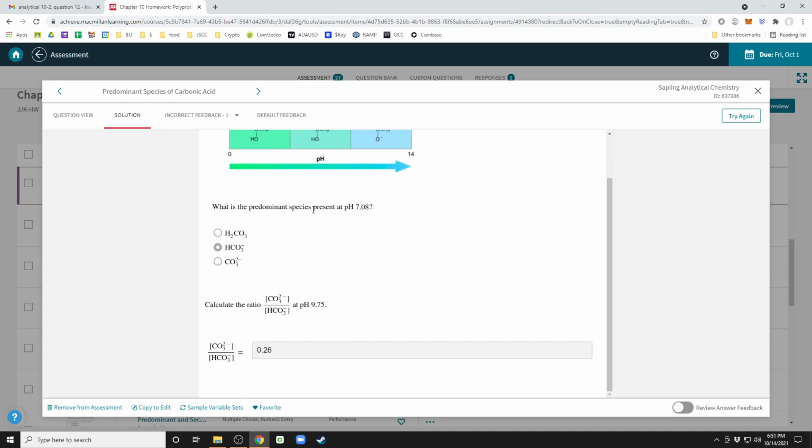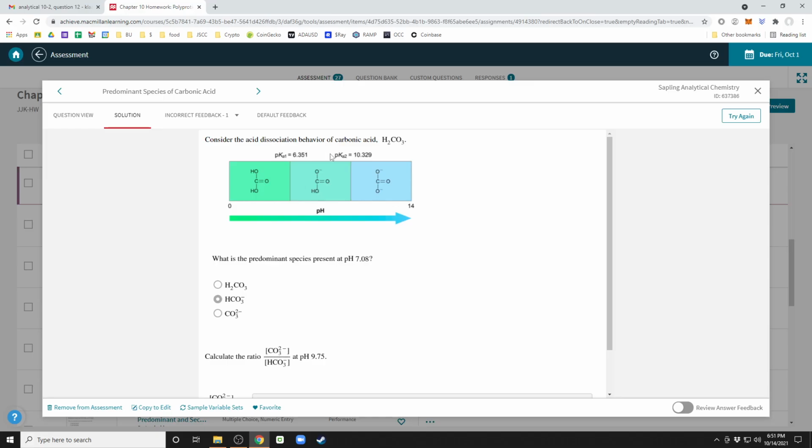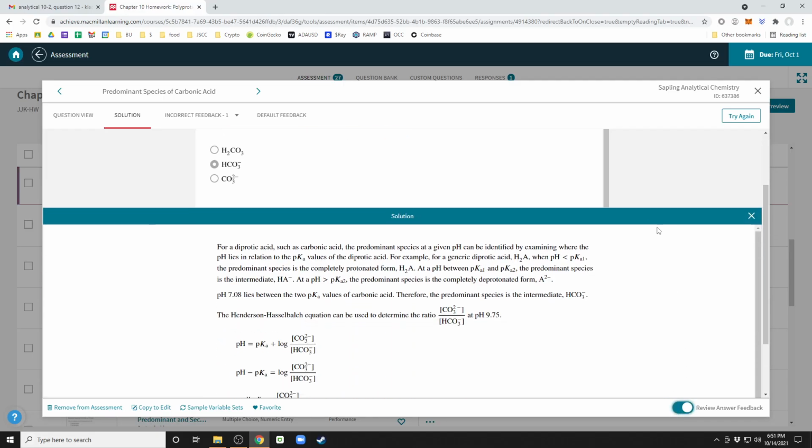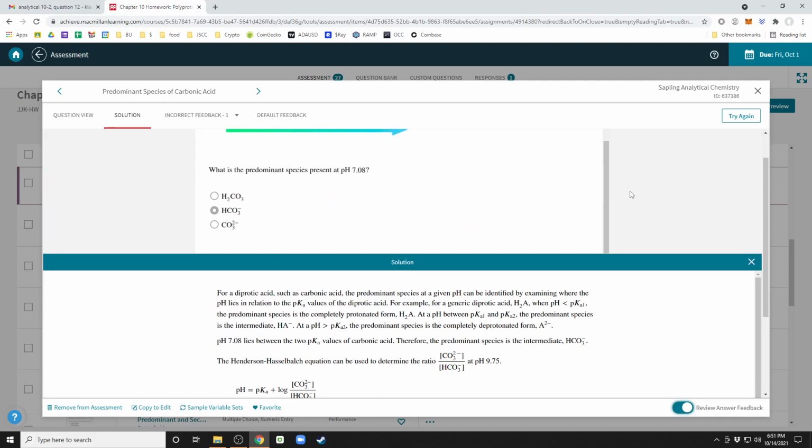So, right here was the predominant species present at 7. Well, you're between these two, so this would be your predominant species. And so you put HCO3 minus. Very good. The next thing you do is, there's several ways you could do this next problem.